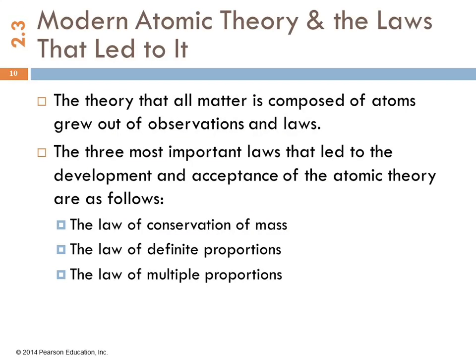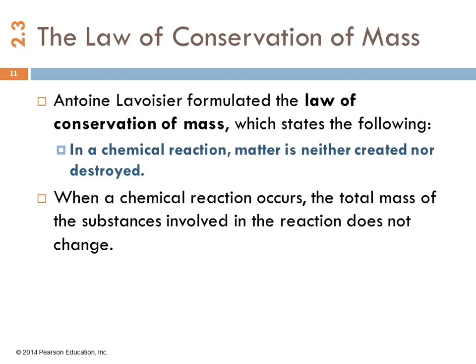So from observations and laws arose the theory that all matter is composed of atoms. And those laws that brought us to matter being composed of atoms, which could also be described as atomic theory, are the law of conservation of mass, the law of definite proportions, and the law of multiple proportions. Definite proportions and multiple proportions may appear to contradict each other, but they actually don't.